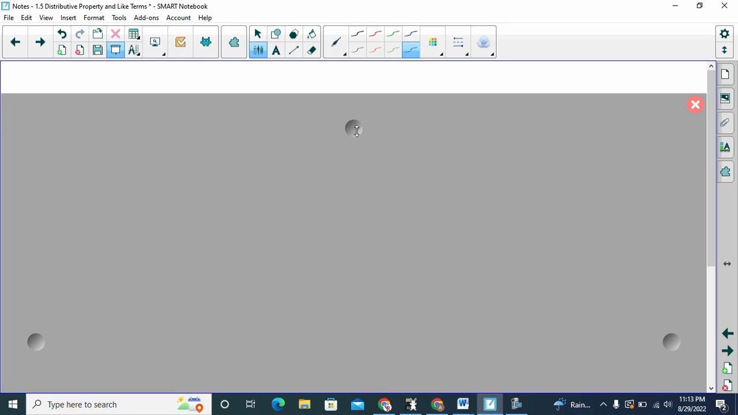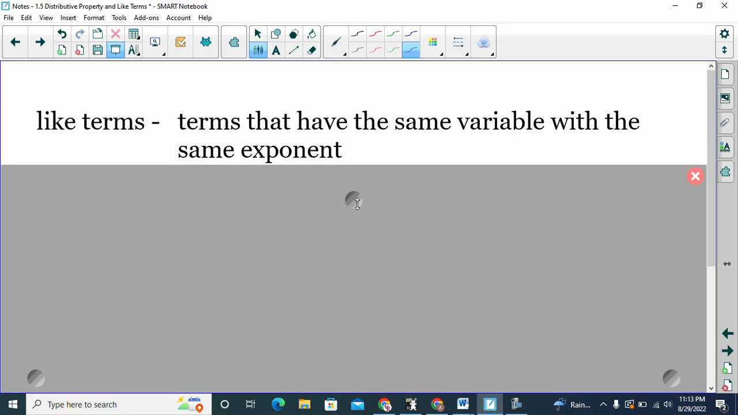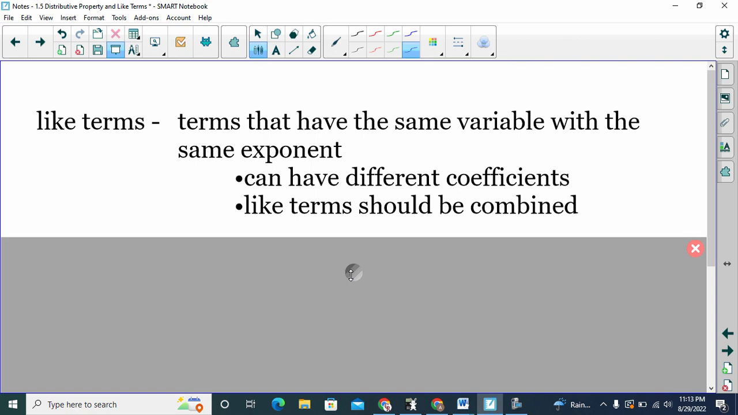Moving on to the second part of the notes, this is on something called like terms. Like terms are defined as terms that have the same variable with the same exponent. Same variable and the same exponent. It's okay to have different coefficients. Coefficients, remember, are the number that's out in front of the variable. It's okay if the numbers are different, but the variable and the exponent should be the same.